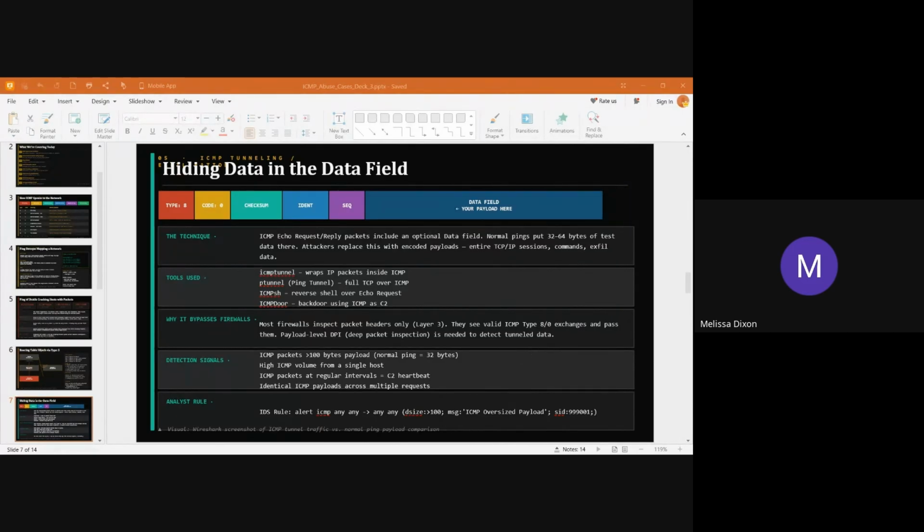inside ping packets. Okay. So a normal ping data field is 32 bytes of OS pattern, right? The tunnel data field is up to 1400 or more bytes of encoded payload. That's a TCP connection, a reverse shell session, or a file chunk, right? So these are some names of tools that you guys will probably become more familiar with, but definitely something that you need to be familiar with.